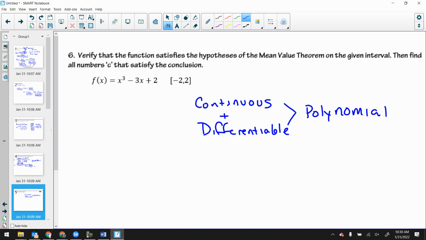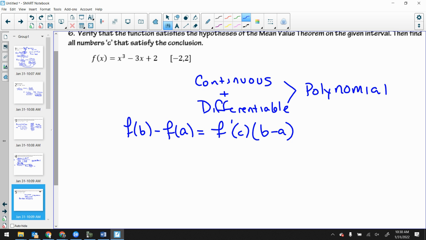Remember, the conclusion says that f of b minus f of a is equal to f prime of c times b minus a. Basically, f prime c must equal the slope at some point of the endpoints, so that c must be in there somewhere. So we've got to find f prime of c: 3c squared minus 3. I change it from an x to a c because I'm saying at some point there is a value c in between b and a.